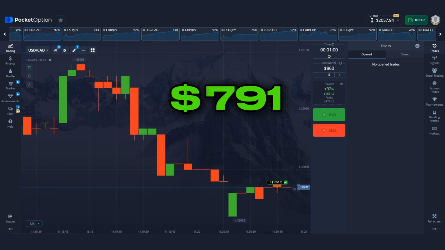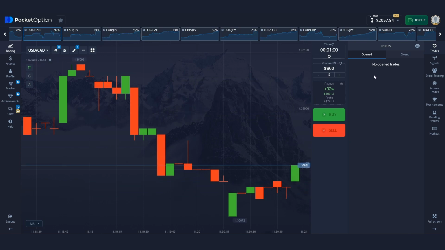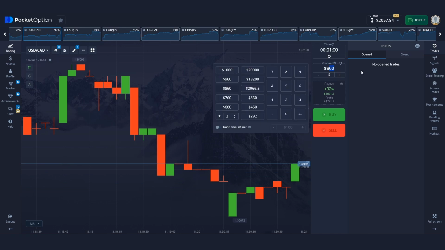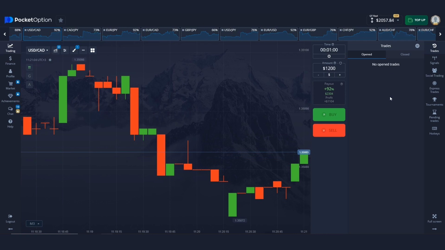Great, this trade brings me almost $800, and as you can see, in 5 trades I have already increased my deposit. So the next trade I can safely open for $1,200, and at the same time I will not risk either the initial deposit or what I earned above.